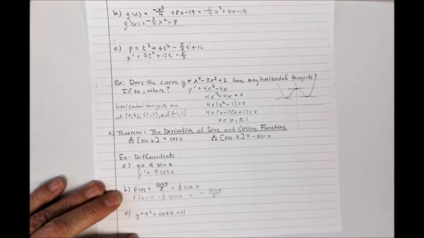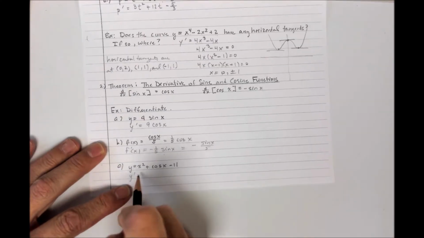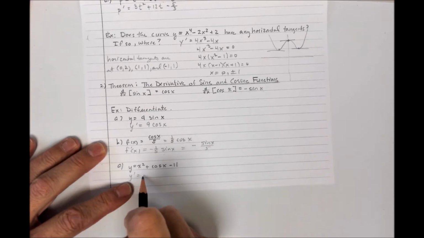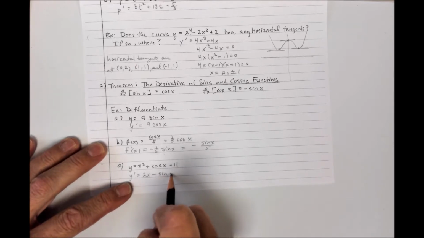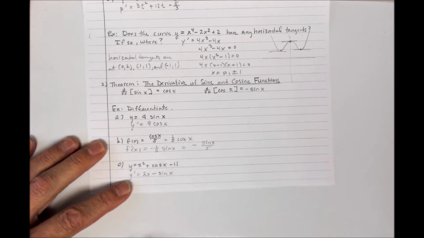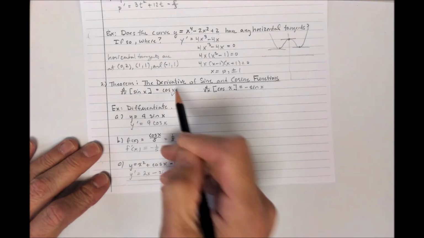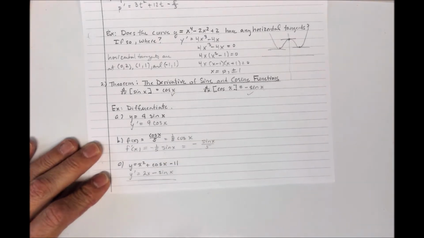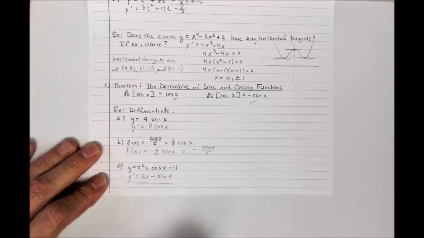The next one, y prime, hopefully you can see this. Well, the first part doesn't involve a trig function, it's just x squared, so that's 2x to the first, or just 2x. The derivative of the cosine of x is negative sine x, so I'm going to write minus the sine of x, and the derivative of minus 11 is 0, so this is my answer. And so you need to start remembering all these rules and all these theorems, because you're going to have them memorized for not only quizzes in my class, but for the AP test as well.